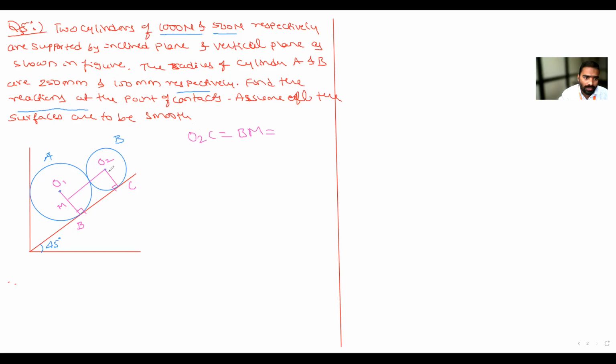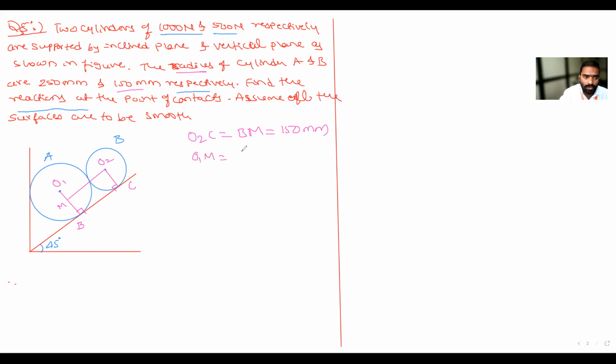So what is the value of O2C? That is the radius of the cylinder, 150 mm. It is 150 mm as given. Then I want to find O1M. So can you tell me O1M?